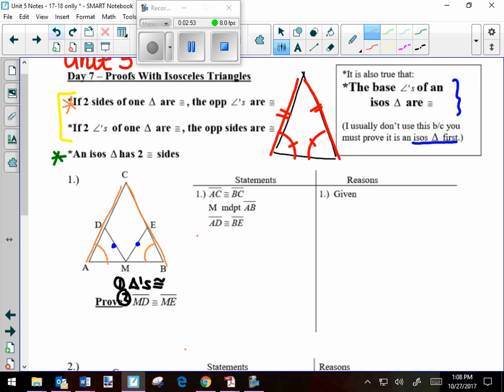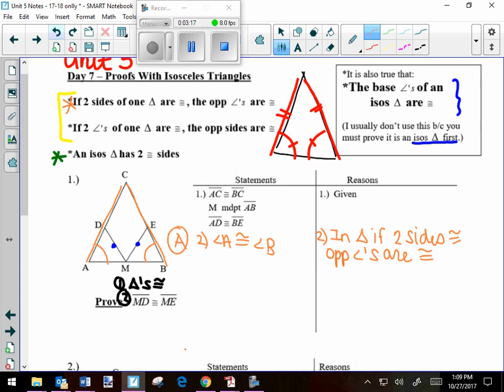So for number 2 in my proof, I'm going to put in here that angle A is congruent to angle B because in a triangle, if two sides are congruent, the opposite angles are congruent. And that gives me a set of angles between my two triangles. Remember, I told you that the one thing we like about this isosceles triangle reason is it lets us convert congruent sides into congruent angles.